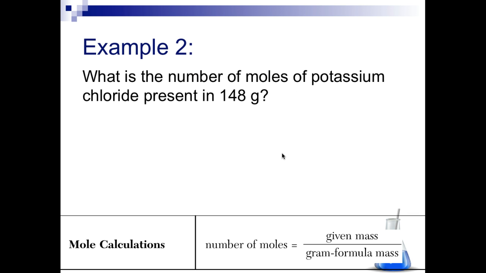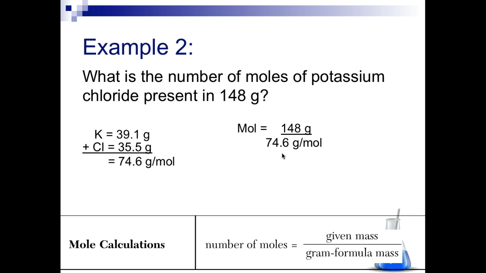Let's look at the next example. Example 2: What is the number of moles of potassium chloride present in 148 grams? So we're going to have to calculate the molar mass of potassium chloride. We have 1 potassium at 39.1 grams, 1 chlorine at 35.5 grams. We add those up and we get 74.6 grams per mole.